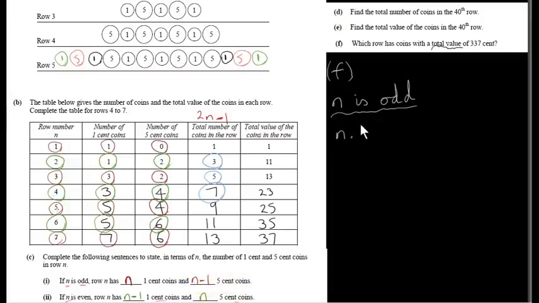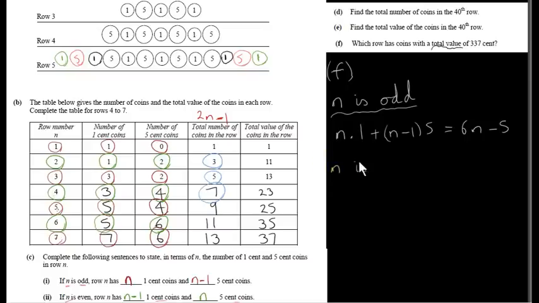So we have n times 1. That's the value of the n 1 cent coins. And the value of the n minus 1 5 cent coins is n minus 1 multiplied by 5. We have to bracket n minus 1, see, there's two terms here, multiplying all of this by 5. So this will give us the value of the coins in an odd numbered row. So we can simplify this. We have 1n here, we'll get a 5n here, 1n plus 5n is 6n, and we'll have a minus 5. So that's the situation if the row number is odd.